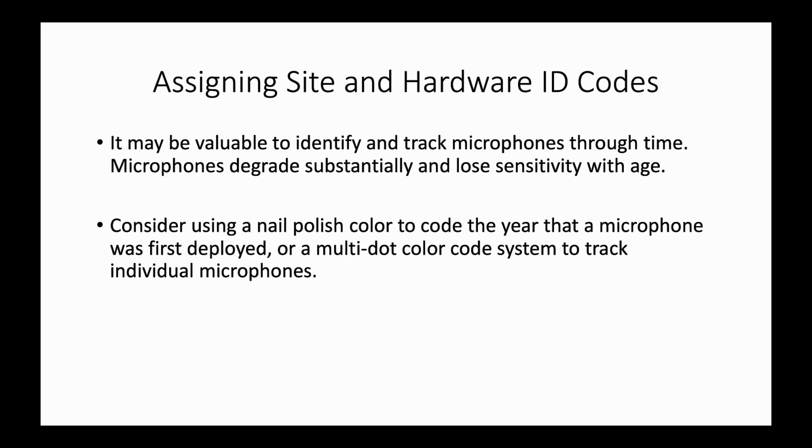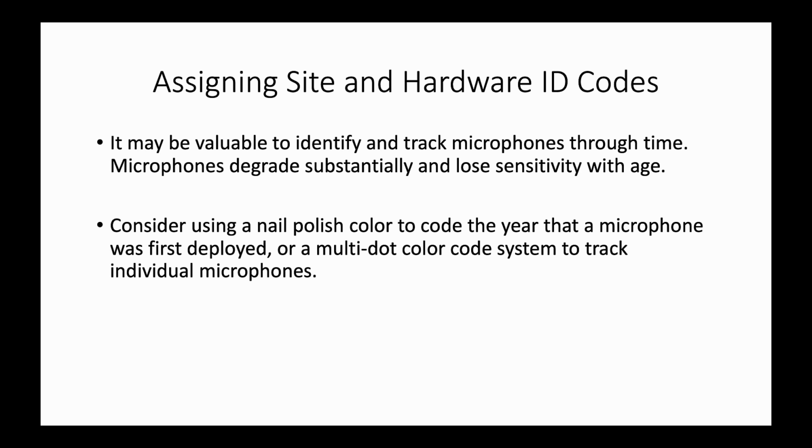Strategies for keeping track of microphones can include using things like nail polish to color code the year that a microphone was first deployed. So for example, in 2020, we might put a dot of red on all the microphones that are new that year, and the following year a dot of blue, a dot of yellow, and that way you can quickly look at a microphone and know how long it's been in the field.